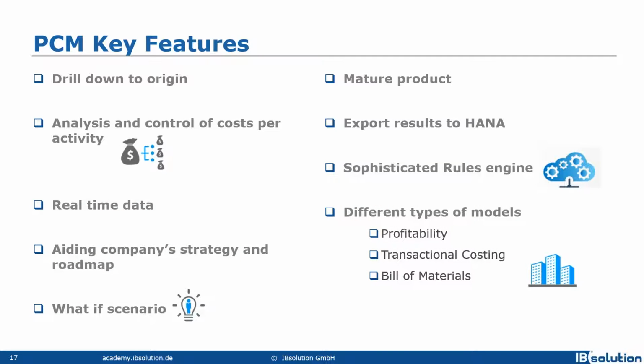What are the key features of PCM? Well, it is enabling you to really see the low level of your information and data, and because it gives you that, the management accountants can make much more detailed and informed analysis on the performance of the company. You can see the costs per activity, so you can imagine how detailed this is. It's real-time data, and because of that, it can help the strategy of your company, because you can make the decision now and not when it's too late.